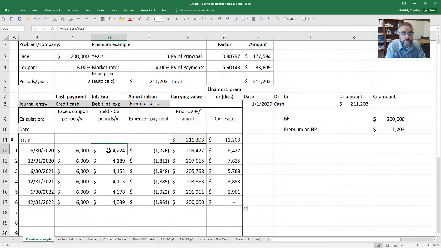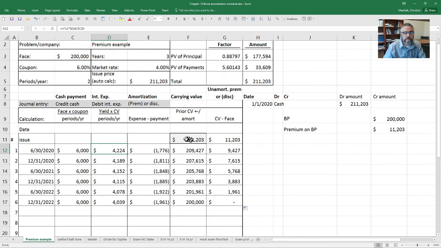Now, the danger with clicking and dragging is, again, you're not paying attention to the math that Excel is doing. So what we want to do is recognize that every period, this is the prior carrying value times the yield or the market rate divided by 2, and that's this calculation. So there's where we are.